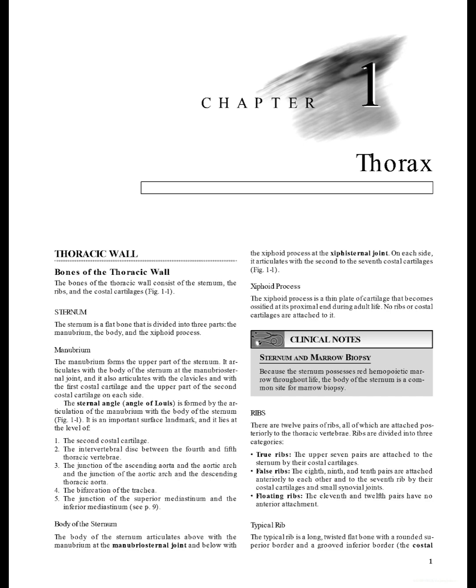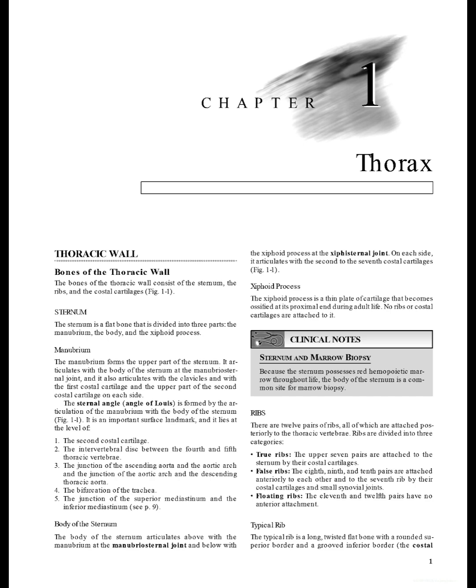It lies at the level of the second costal cartilage, helpful for counting ribs; the fourth to fifth thoracic vertebral disc; the junction of the ascending aorta and aortic arch; the bifurcation, or splitting, of the trachea into two bronchi; and the boundary between the superior and inferior mediastinum.